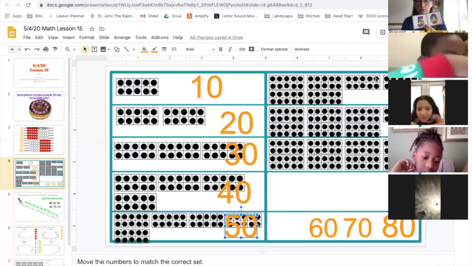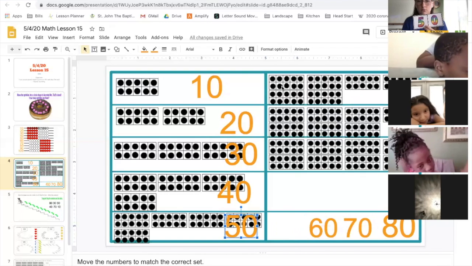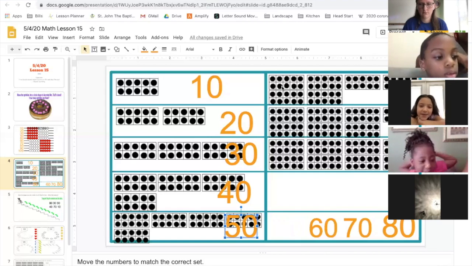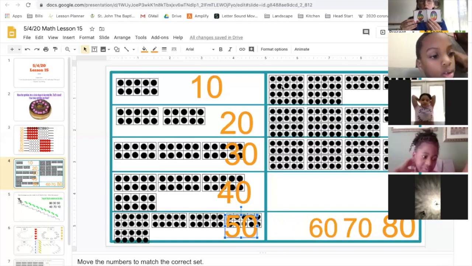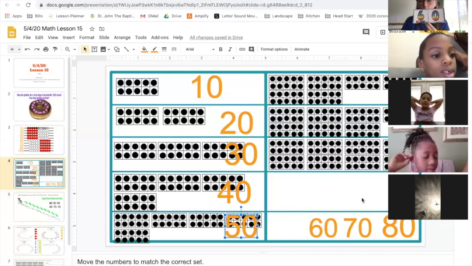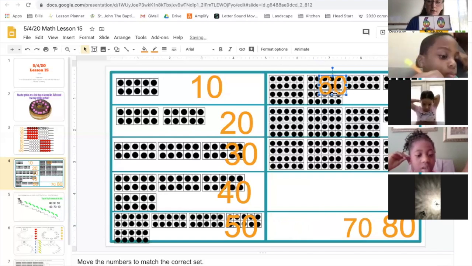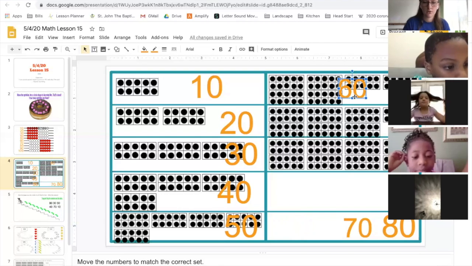Now we're going to count the tens. Okay, ready? 1, 2, 3, 4, 5, 6, so there's 6. 10, so if we have 10 and we cover up the 1 with a 6, we have 60. So we'll move 60 on top of this one. You see that? You see how it is? Okay, go on to the next one.